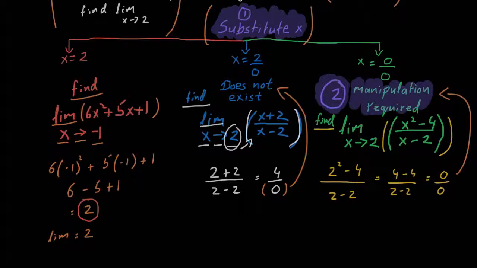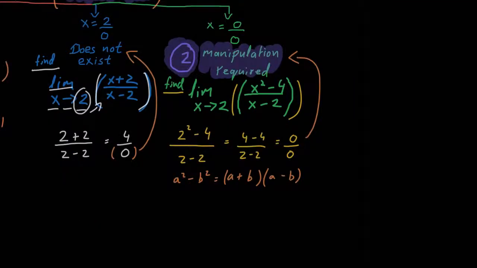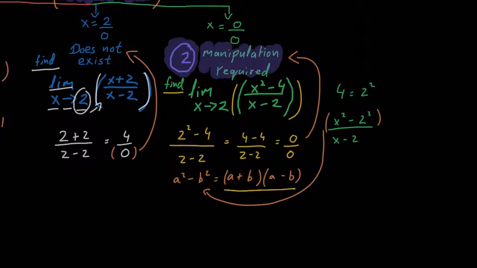We will go over all the manipulation techniques, but for this one, the manipulation technique is a squared minus b squared is equal to (a plus b)(a minus b). For the equation here, we can also write 4 as 2 squared. So the equation would be x squared minus 2 squared divided by x minus 2. Now the numerator has reached this form, which can be written as this.